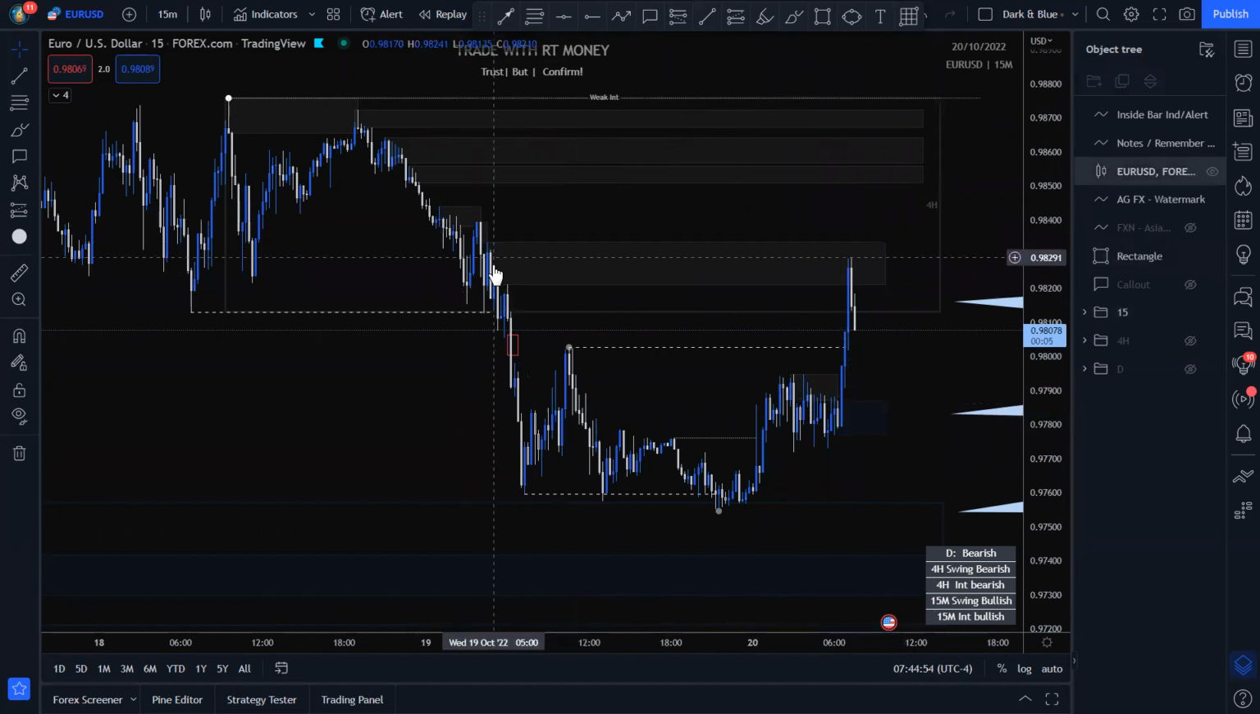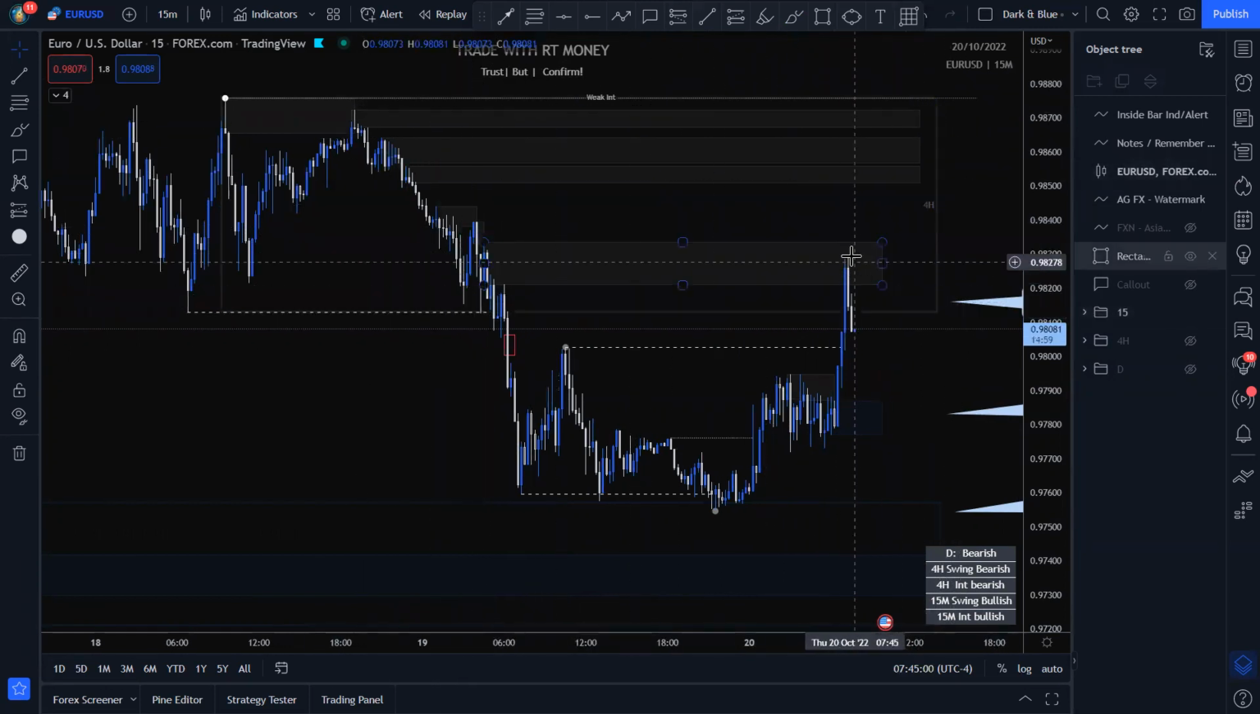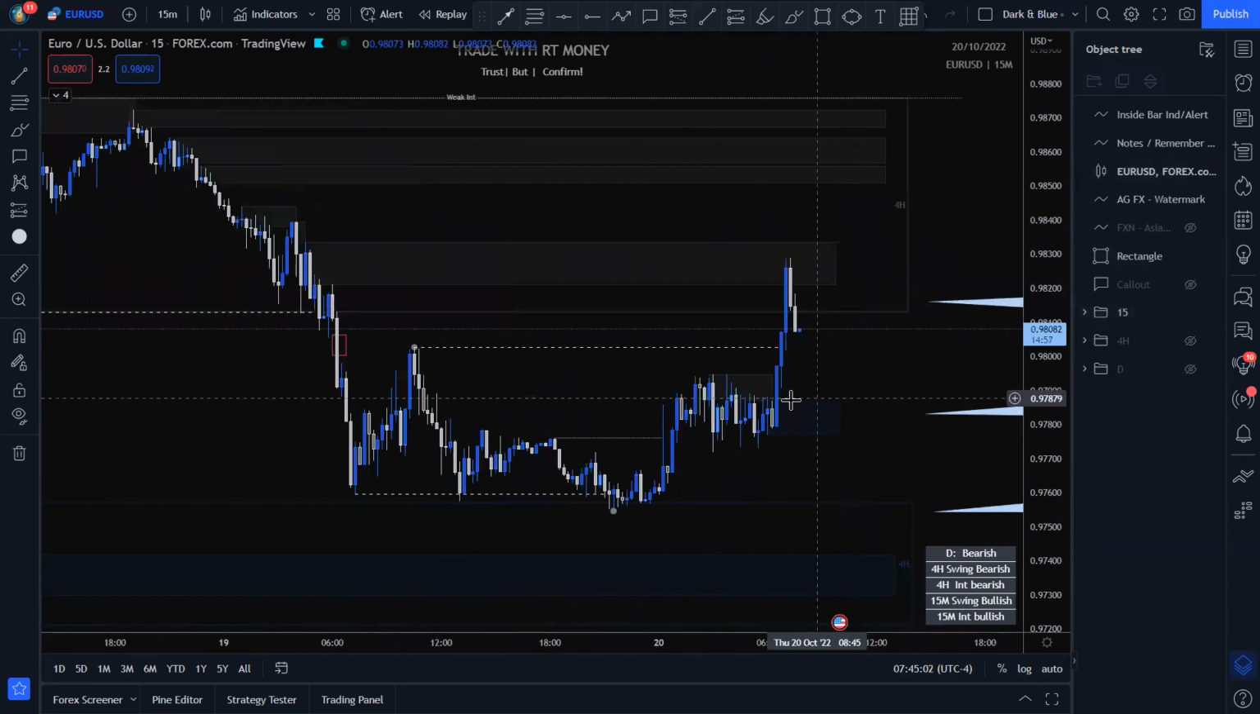We mitigated the supply within this 4-hour zone. This is a 15-minute supply here, and we had a nice bearish reaction. Now, I like this zone here for buys. Why? Because it caused the break of structure to the upside, and it was a flip. You see, the supply was here, and price held under that supply until it didn't.